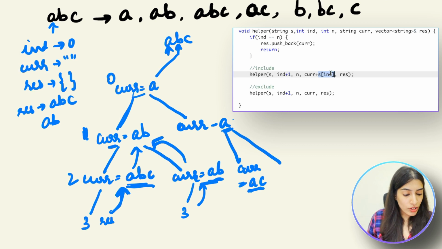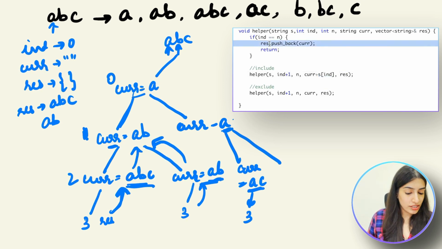Okay, so now when we call from AC, we again call for index equal to 3, and then we see that okay, we have reached index equal to n. So that is when we will push current to our res. So basically we push AC also.